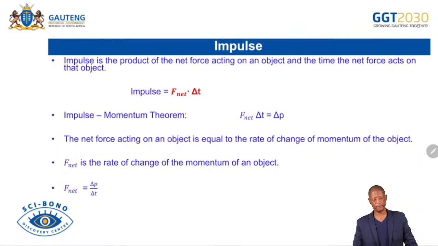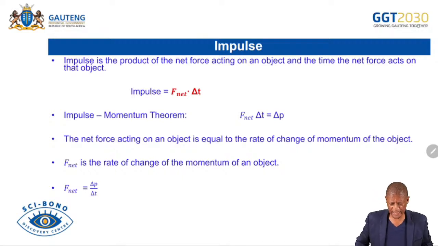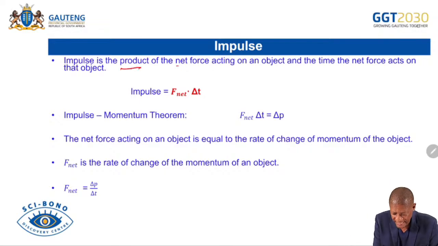Now, impulse. What is impulse? Impulse is the product. Remember, we said momentum is a product. Impulse is a product of the net force acting on an object, right? And time.